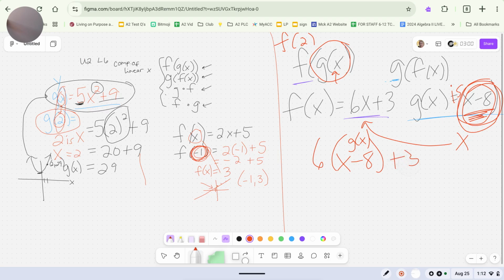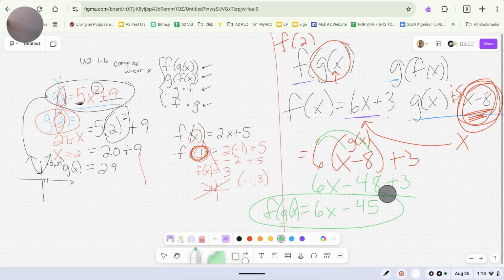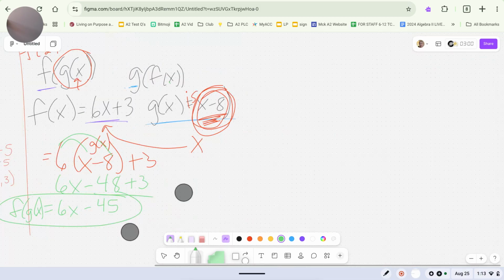So now let's see what that is. I have to distribute this, right? I'm going to do it in green. Distribute. 6 times x is 6x. 6 times negative 8 is negative 48 plus 3. Combine these in my calculator, it's going to be negative 45. 6x minus 45, and boom, that's my answer. F of g of x is 6x minus 45. Because all I had to do was plug in whatever's in the middle into the other equation.